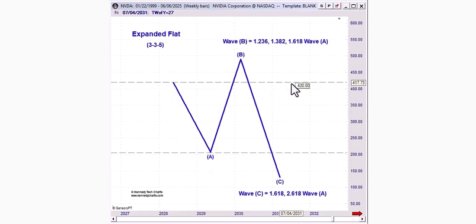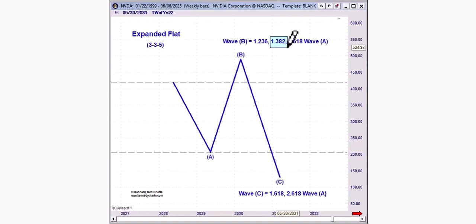Well, this is referred to as an expanded flat, and what you see here are sometimes the most common Fibonacci multiples between wave B and wave A of the expanded flat. Now, just me personally, and I've been doing this for over 30 years now, I really like that 1.382 multiple between wave B and wave A. So if I see a three-wave decline in wave A and a three-wave rally in wave B, and I'm thinking flat correction or an expanded flat correction, then I'm looking for that 1.382 multiple.